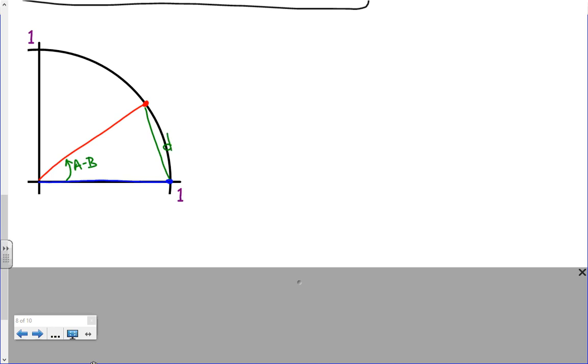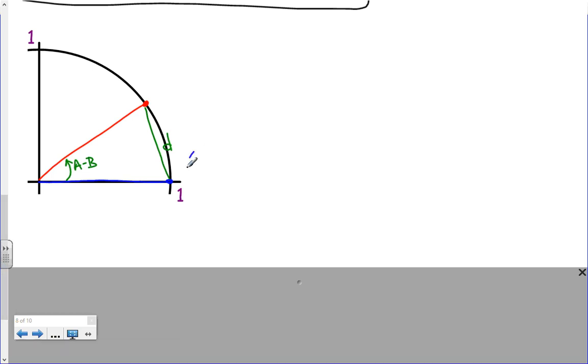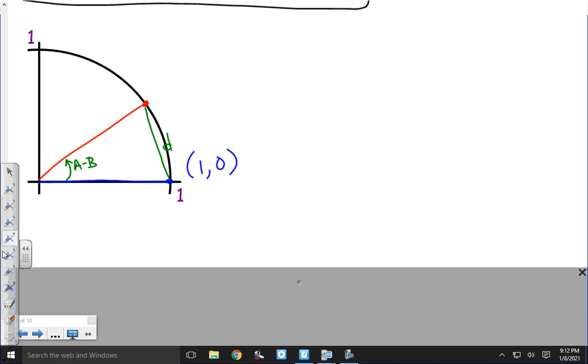All right, so now let's find the names of these 2 points. The names of the points are going to change because we've rotated this. Let's start with the easy one. The easy one is down here on the x-axis because that's x equals 1, y equals 0. So that's just the point 1, 0. That's the easy one.